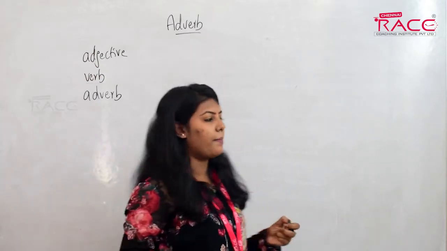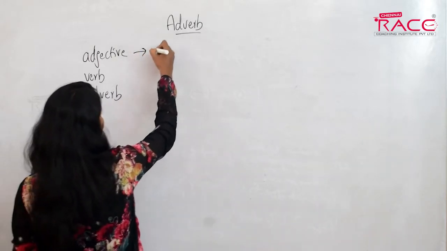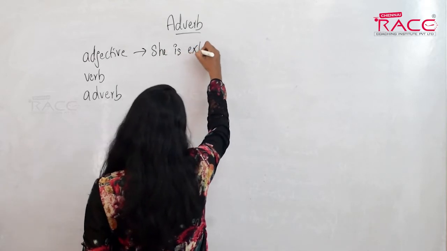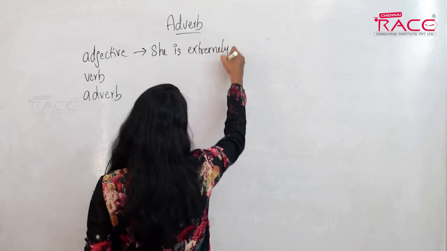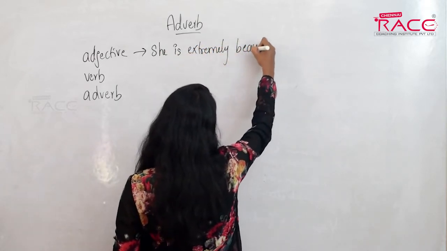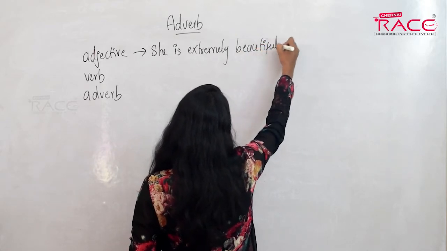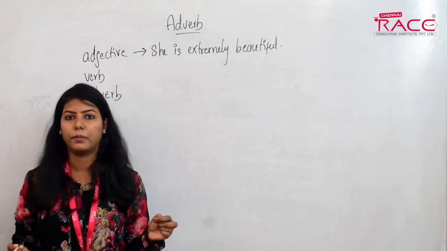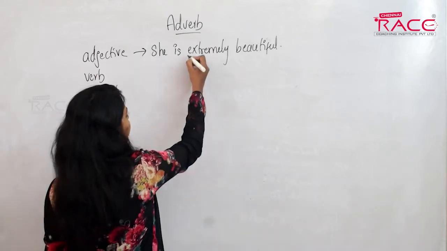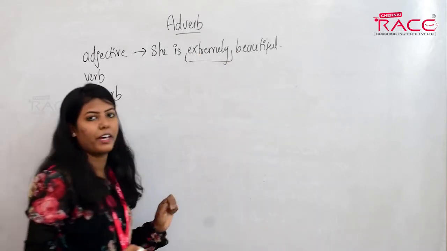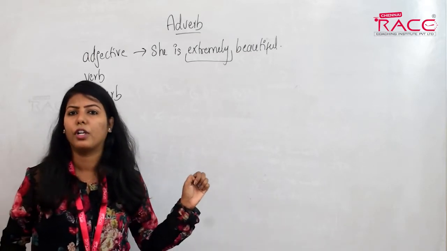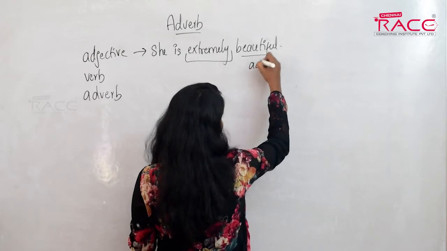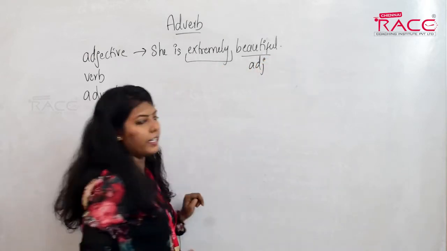For example, when I say she is extremely beautiful, here in this sentence, which one is the adverb? Here extremely is the adverb, and it modifies beautiful. Beautiful is an adjective, right? So here it modifies the adjective.